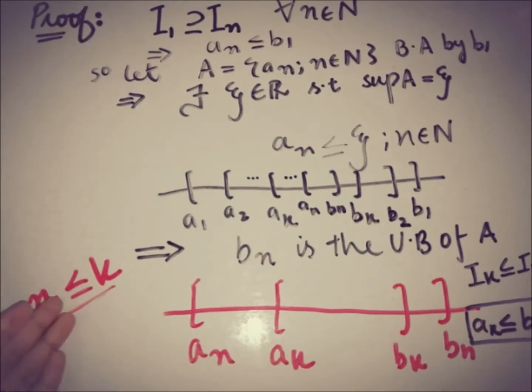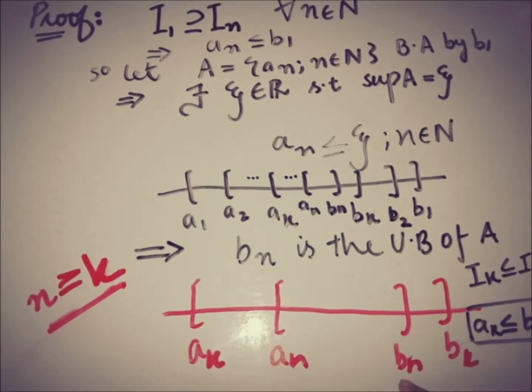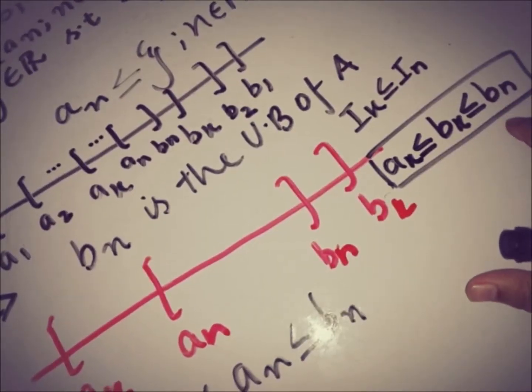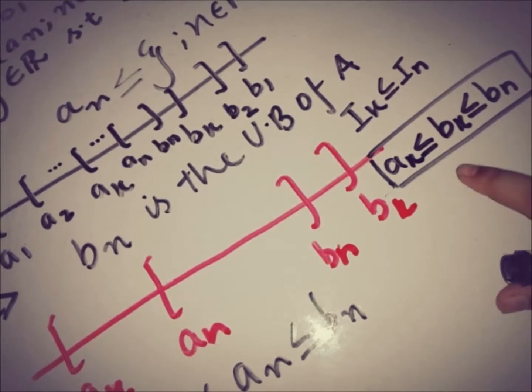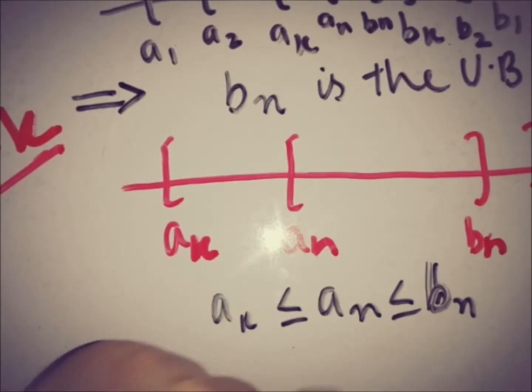What happens if n is greater than or equal to k? Here this is the kth interval and this is the nth interval, because n is greater than or equal to k. So we have the relation that In, the nth interval, is a subset of the kth interval, and the relation between ak, an and bn is that ak is less than or equal to an, and that is less than or equal to bn. So the earlier result, when n is less than or equal to k, was ak is less than bk, that is less than bn, and now the result is ak is less than an, which is less than bn. So at both ends we have bn.